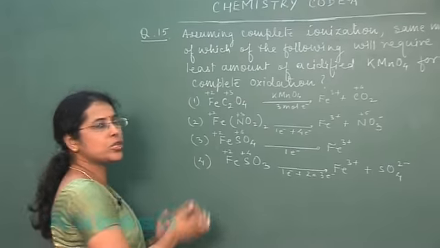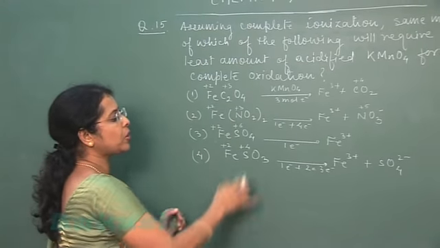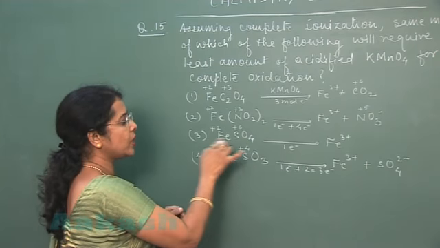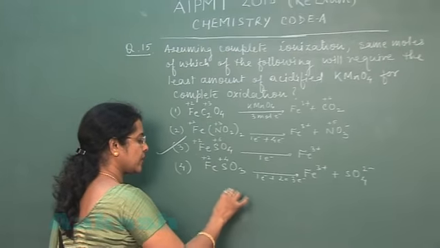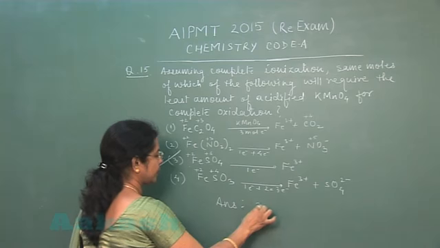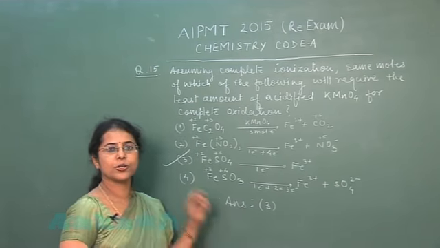Now seeing this question, we can check that the minimum number of electrons per mole is involved in the third option. So the correct answer should be the third one. This is the correct option of the question.